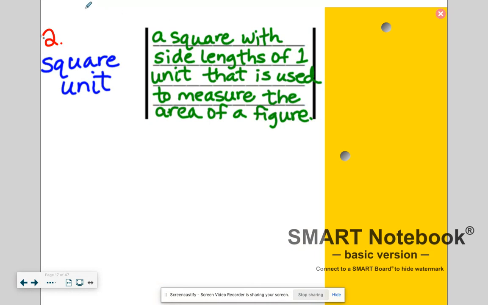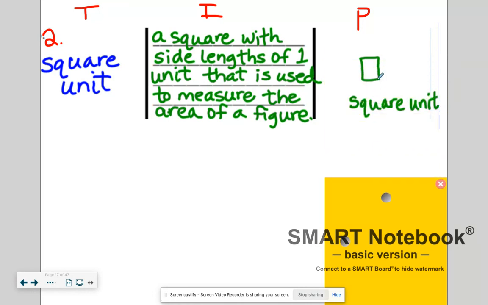All right, so for your information, remember this is T, this is your I, and then P was the picture. So for the information, you're going to write a square with side lengths of 1 unit that is used to measure the area of a figure. So we talked about this yesterday, how square unit is just our label, like in our word problems, how we have how many books, how many miles, how many ice cream cones, that's our label. So when we do area, square unit is going to be our label.